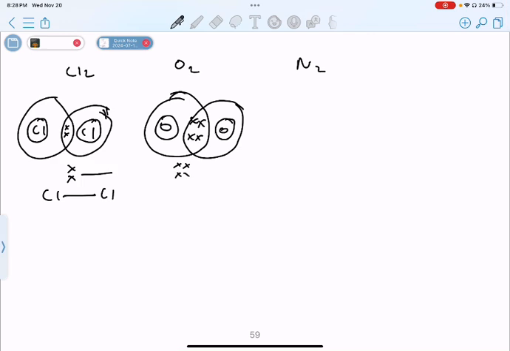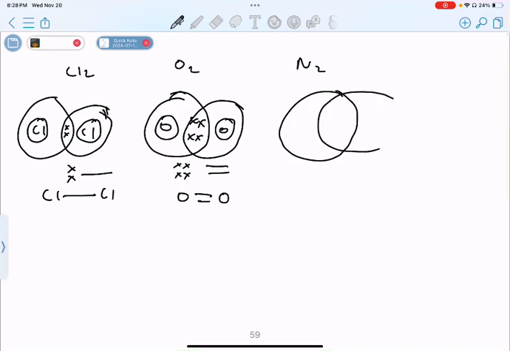So two pairs of electrons will cause a double bond, so it'll be O, O, okay? By the way, this is to fill out the subshells, the outer subshells, to make it stable. N2 will be like this. N2 is a bit more, so N, N, and then it'll have three pairs of electrons, so it'll be N, N, okay? So basically each pair represents one bond.